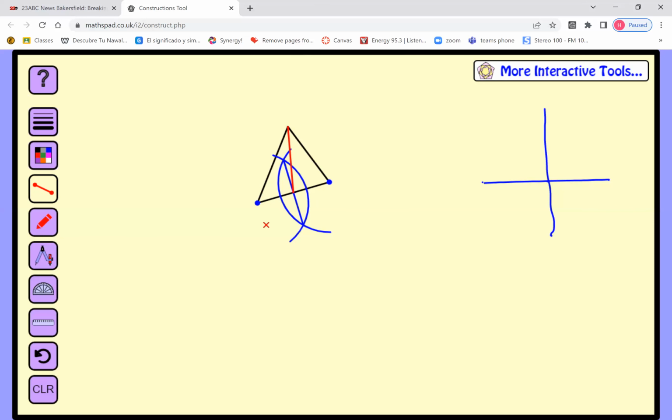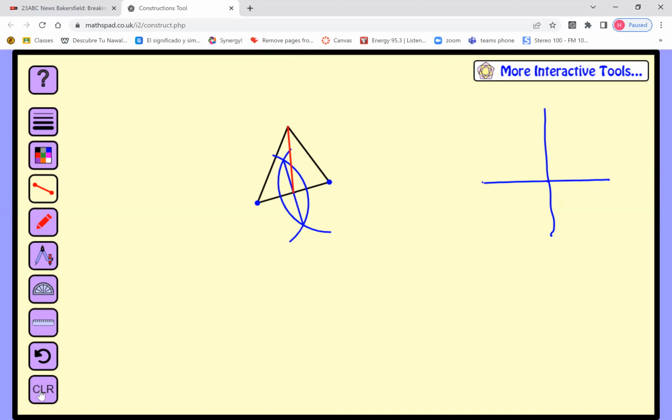So I did the perpendicular bisector, right? This other segment here, because it crosses at 90 degrees through the middle. I did a perpendicular bisector just so I'll be able to find the midpoint of this side. Now my median is this midpoint connected to the opposite corner.